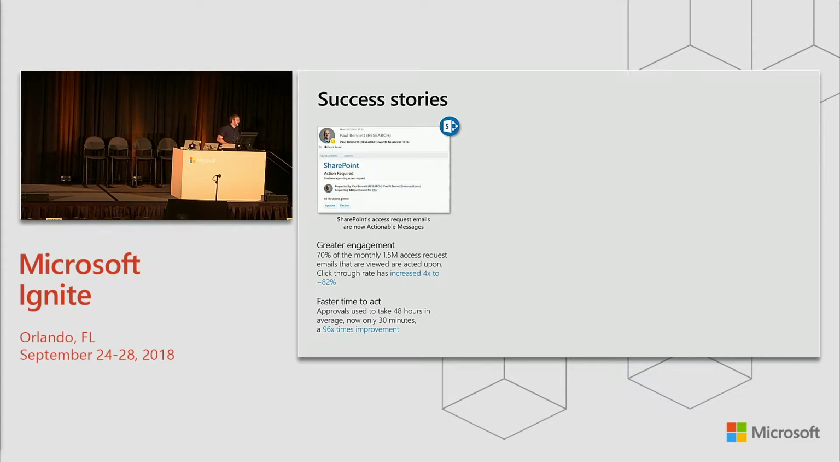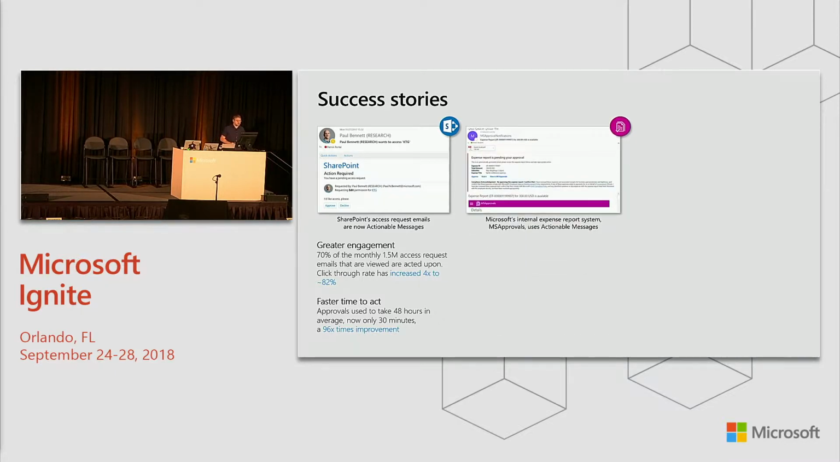And faster time to act, this is also extremely important. 96 times faster. SharePoint, I'm not even kidding. 96 times faster. What used to take 48 hours now takes an average of 30 minutes because people just do it. And of course, the scenario, which I didn't mention explicitly, is SharePoint access requests, where you want to access a file or folder and you don't have the permission, you request it, and the approver is going to have that actionable message and be able to approve immediately. That has changed things a lot at Microsoft. We'll see a quote after.